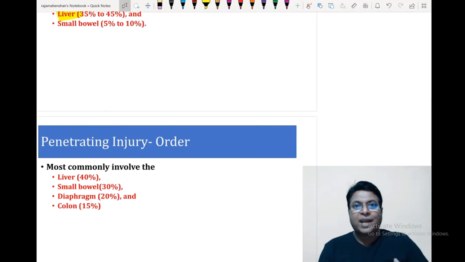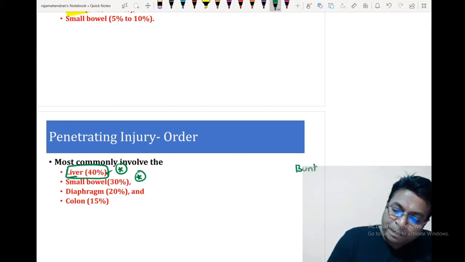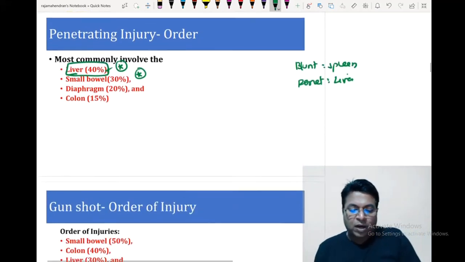Penetrating injury, somebody putting a knife in the abdomen. The most common organ injured now is liver. Second is small intestine. So first remember only one organ. So blunt injury, spleen. Penetrating injury, liver. Please don't forget one organ.